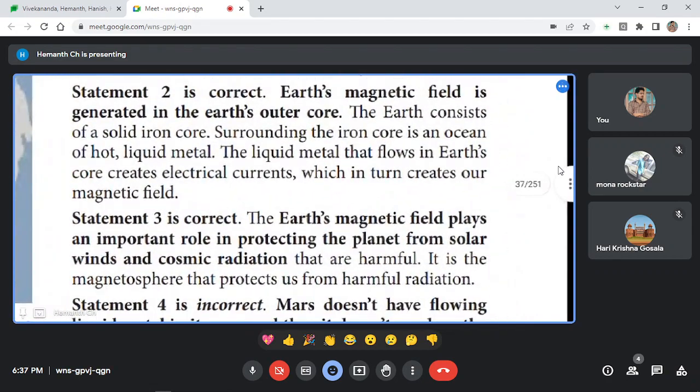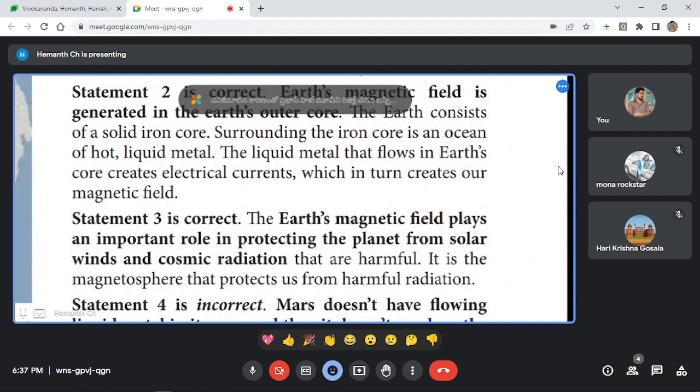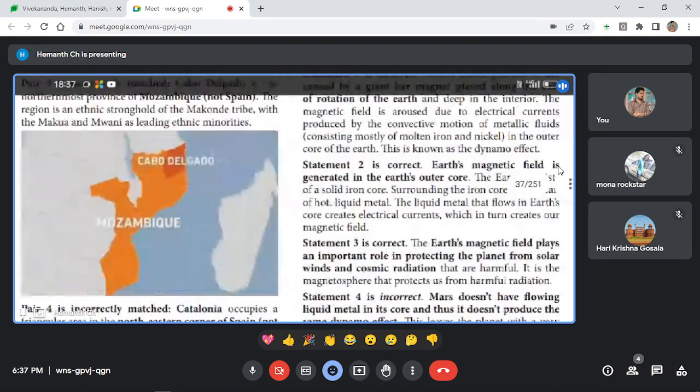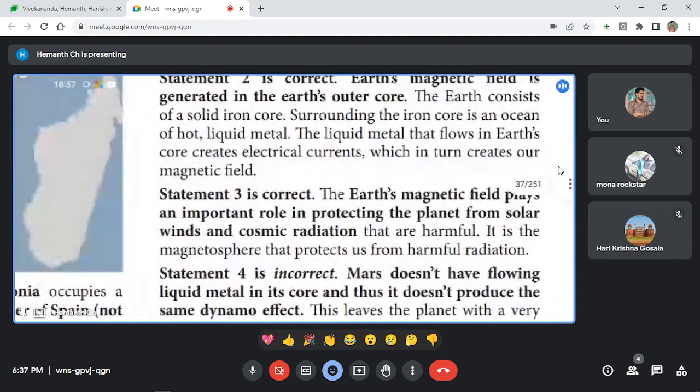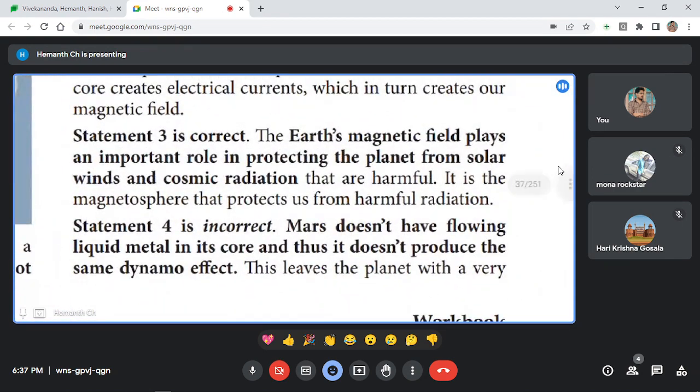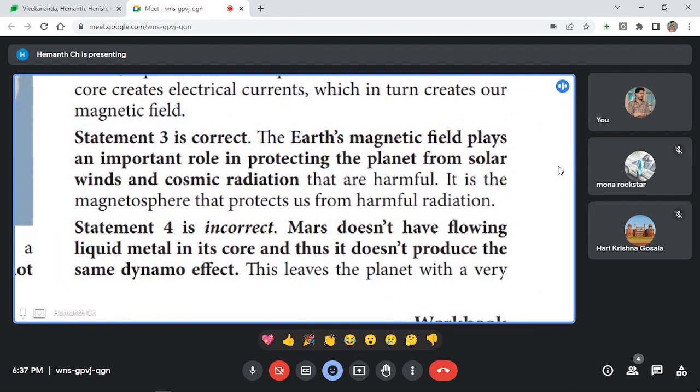The Earth consists of a solid iron core surrounded by an ocean of hot liquid metal. The liquid metal that flows in the Earth's core creates electric currents, which in turn create our magnetic field. The Earth's magnetic field plays an important role in protecting the Earth from the solar winds and cosmic radiation that are harmful. It is the magnetosphere that protects us from harmful radiation.